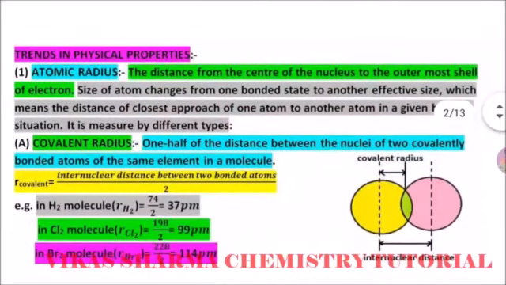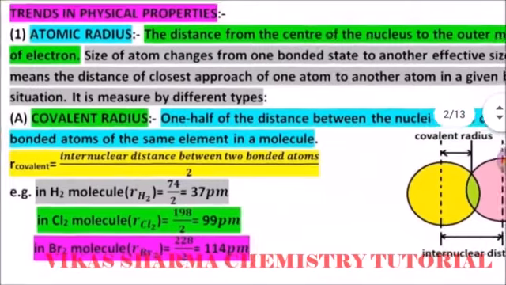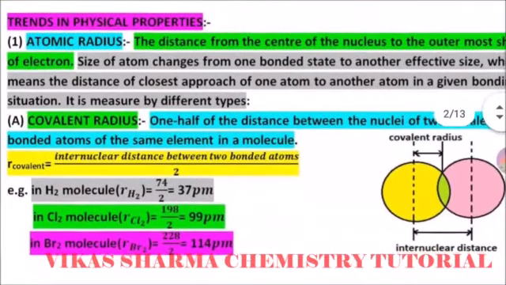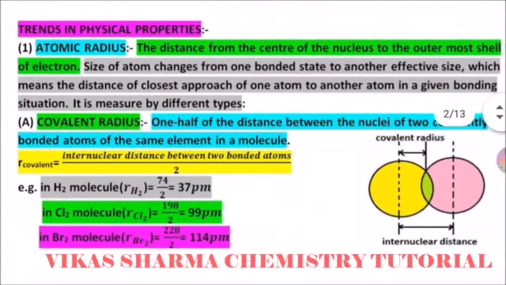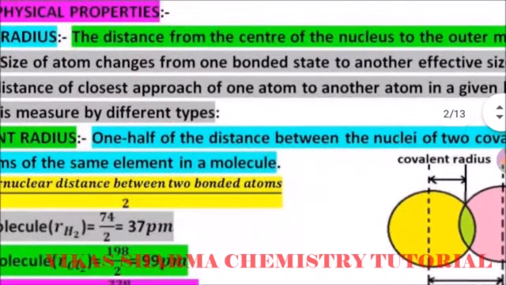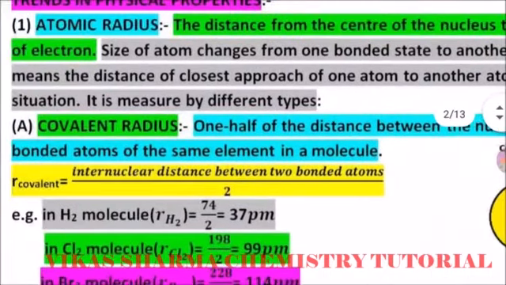So we can start the topics. First one is the trends in a physical property. Atomic size is the first part of this. Atomic radius or atomic size is the distance from the center of the nucleus to the outermost shell of electrons.